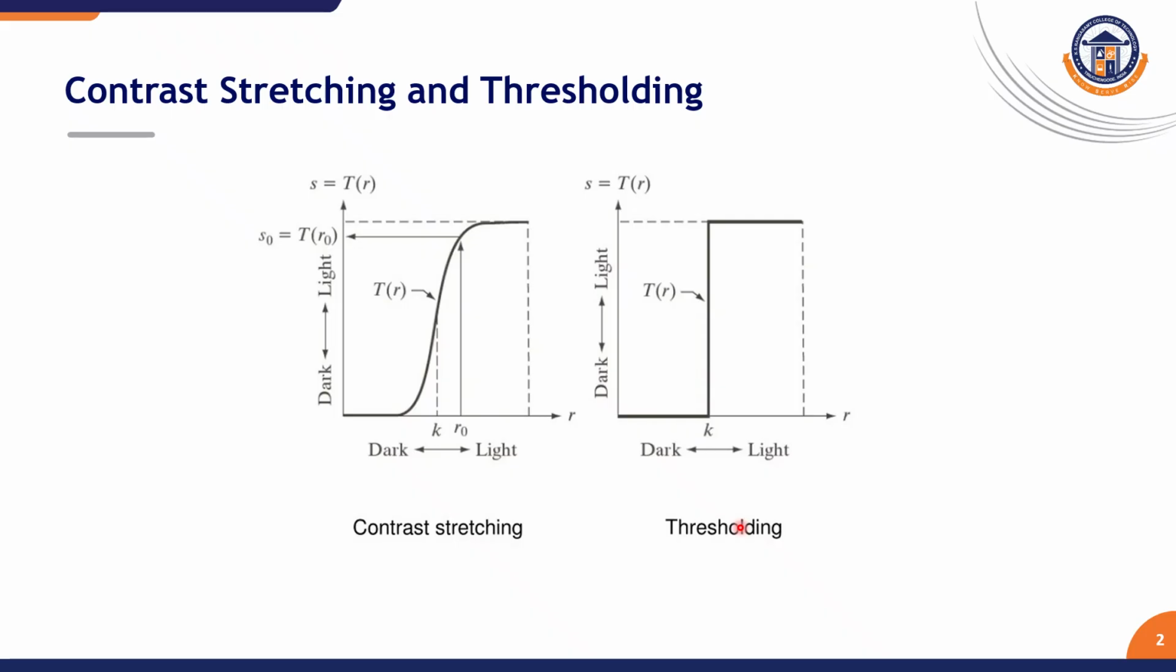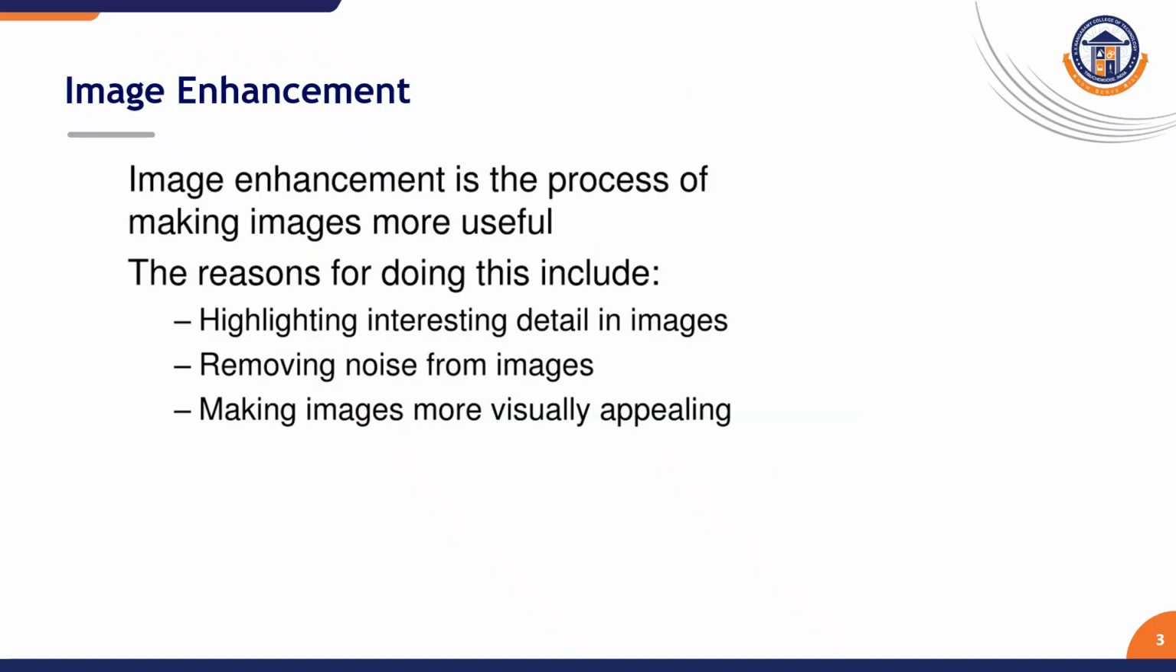In thresholding, it is like a binary image, where only two things are available: one is black and the other is light. Here, on the x-axis it is darker to lighter, and on the y-axis also dark to lighter. Here also s is equal to the transformation of r. The concept of stretching and thresholding is shown in these pictures.